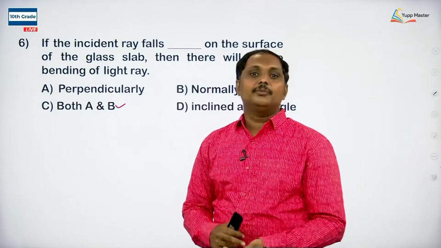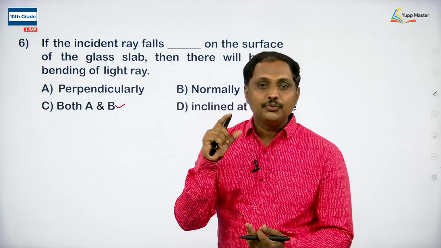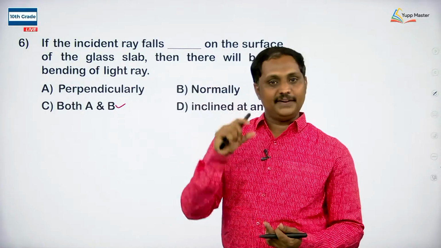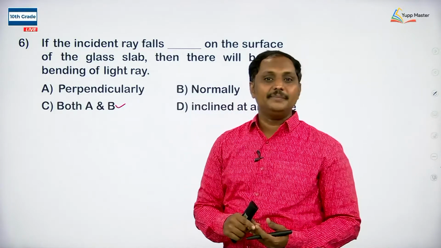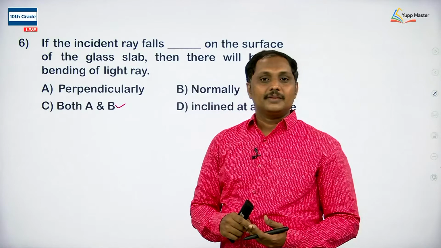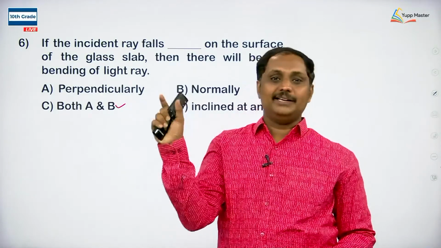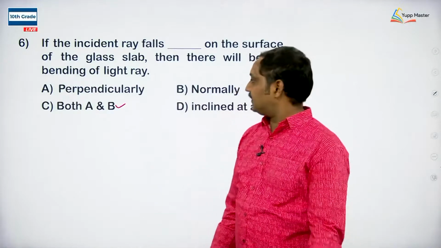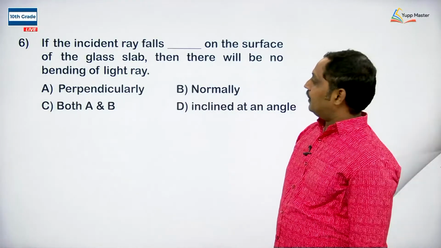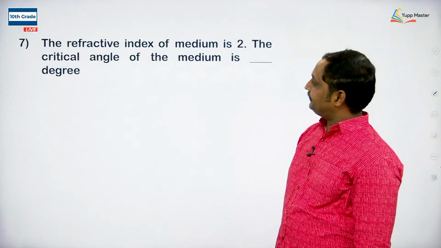What are the other possibilities? If the two media, first medium and second medium, have the same density and the refractive index is also the same, then only there is no bending, there is no deviation of light. That is very clear. Now, you can go for the next one.